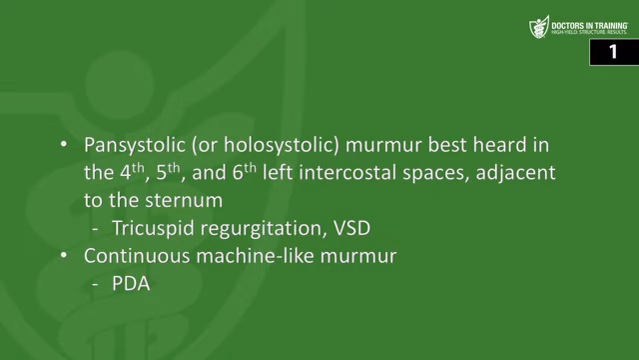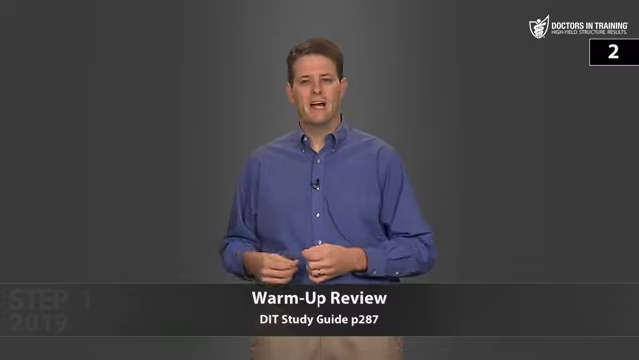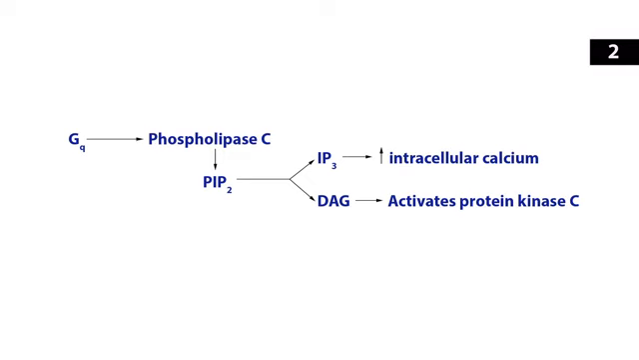And then the last question says, outline the pathway by which stimulation of a Gq receptor activates protein kinase C. So Gq receptors activate phospholipase C, and then phospholipase C converts PIP2 to inositol triphosphate, or IP3, and diacylglycerol, or DAG. And then diacylglycerol activates protein kinase C.